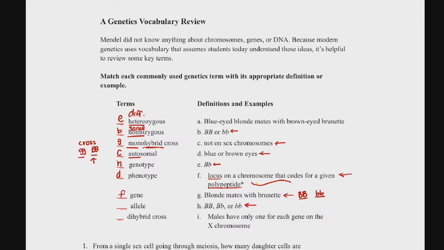I don't know if you can see that yellow. Maybe I should choose a darker color. The locus would be right here, just a spot on the chromosome.